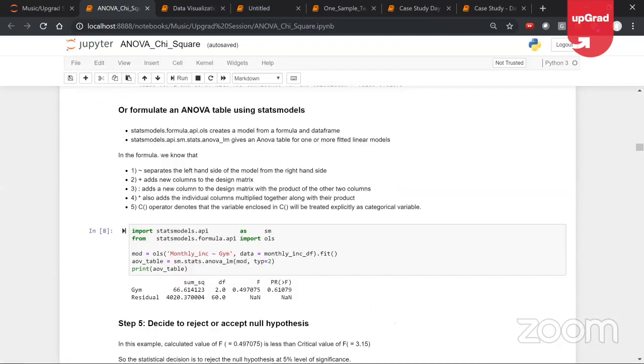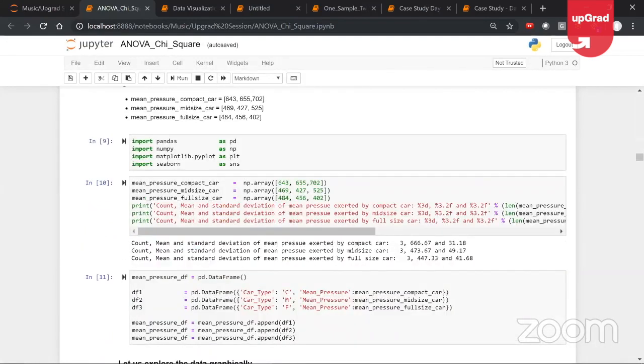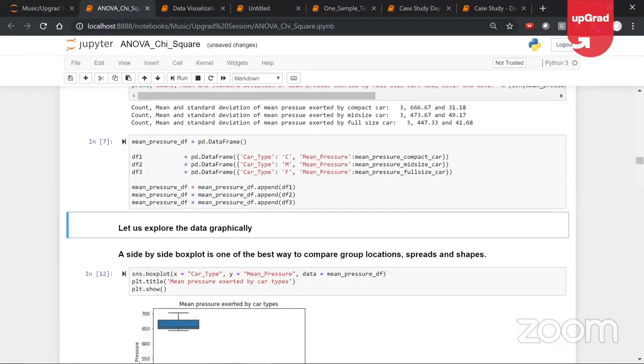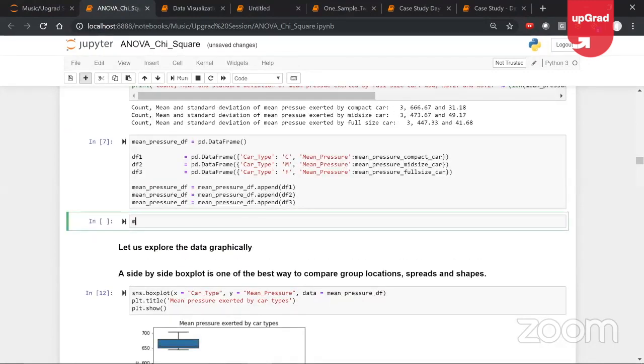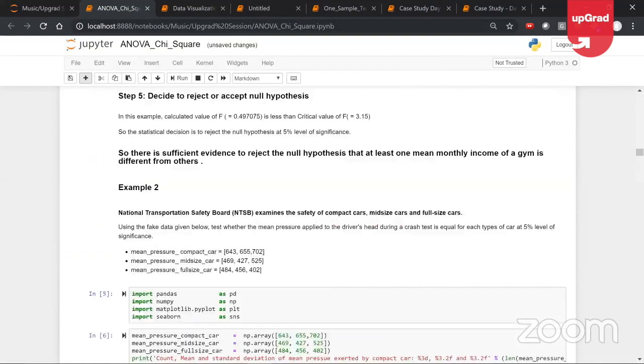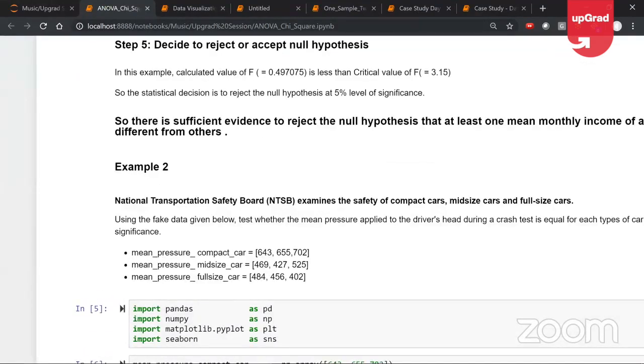Now, let me give you a slightly different example, just to really help you understand and connect the dots. So this is one more example I can show you. This is the mean pressure DF. This is also a very interesting example. The idea of this example comes from the National Transportation Safety Board. It examines the safety of compact cars, mid-size cars, and full-size cars. So what does it do? It conducts crash tests on all these three different types of cars.